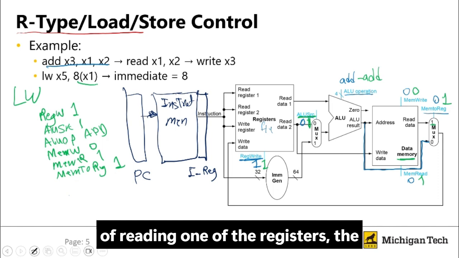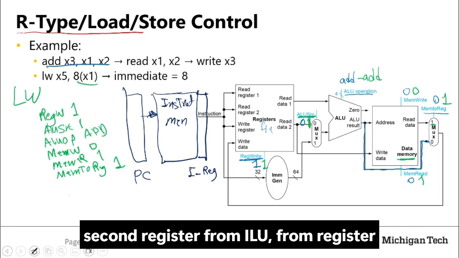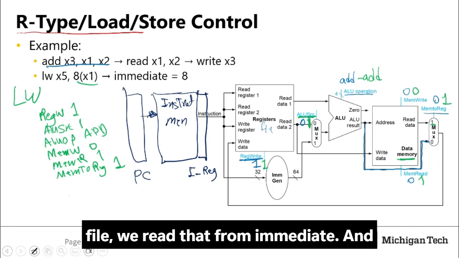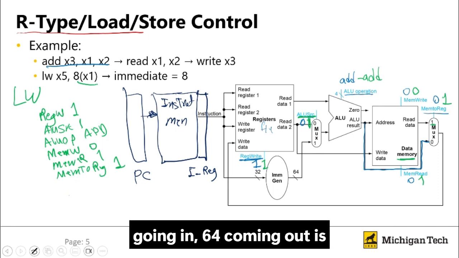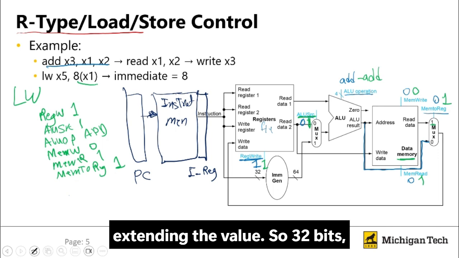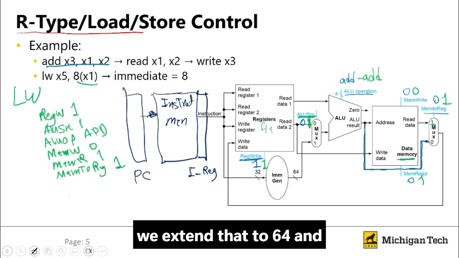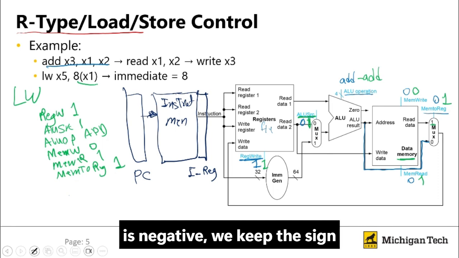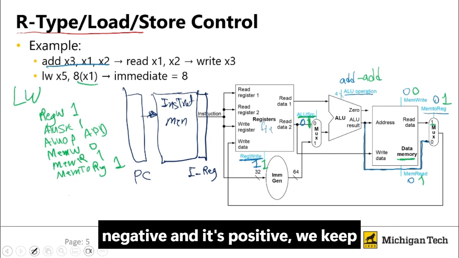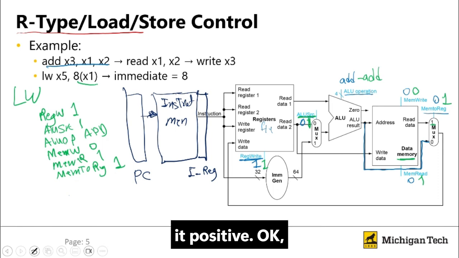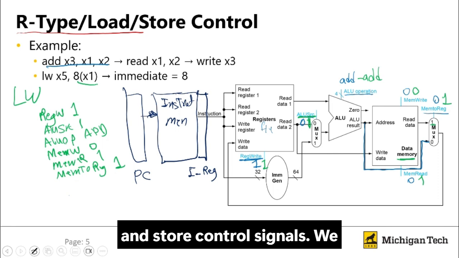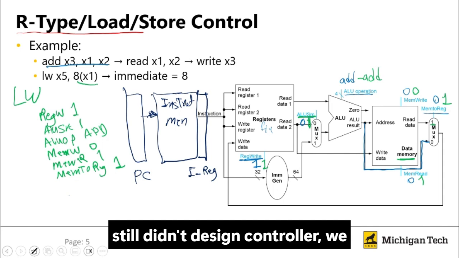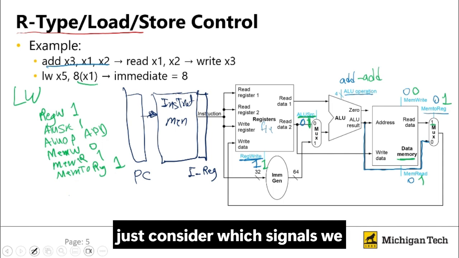Instead of reading the second register from the register file, we read that from the immediate. And what is this part? As you can see, the immediate generator, 32 going in, 64 coming out, is extending the value. So we extend the 32 bits to 64, and we do sign extension. If this is negative, we keep the sign negative, and if it's positive, we keep it positive. Okay, that's R type and load and store control signals. We still didn't design the controller. We just considered which signals we need.